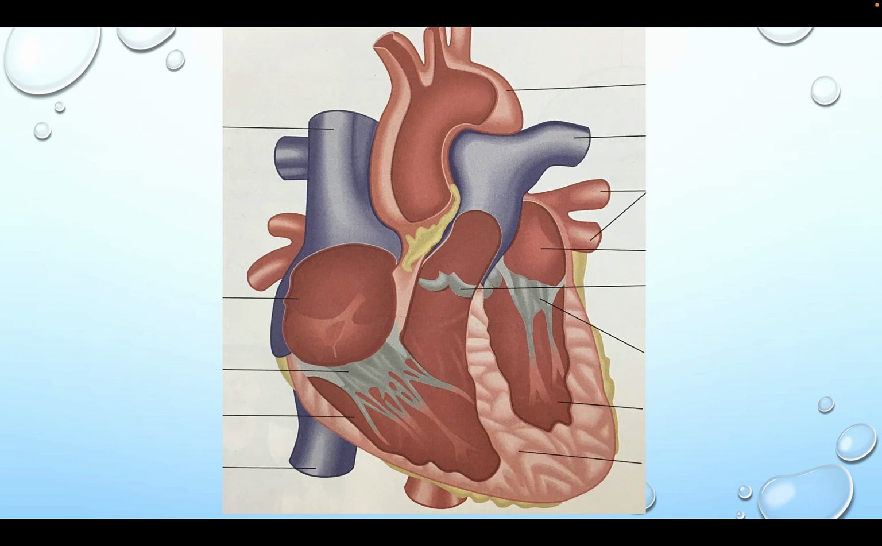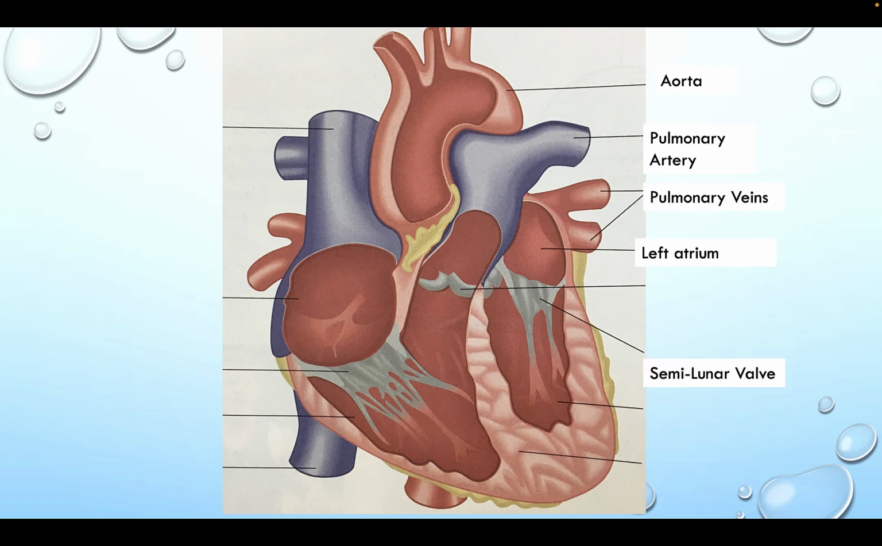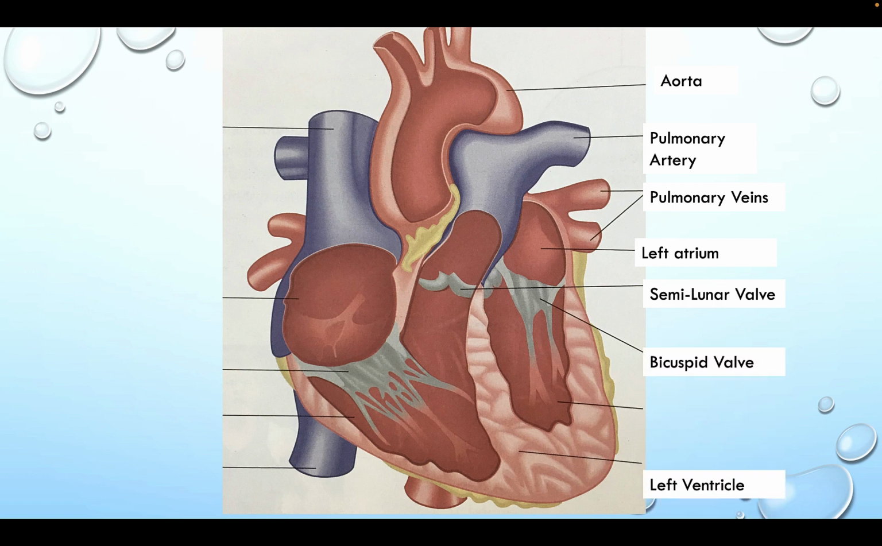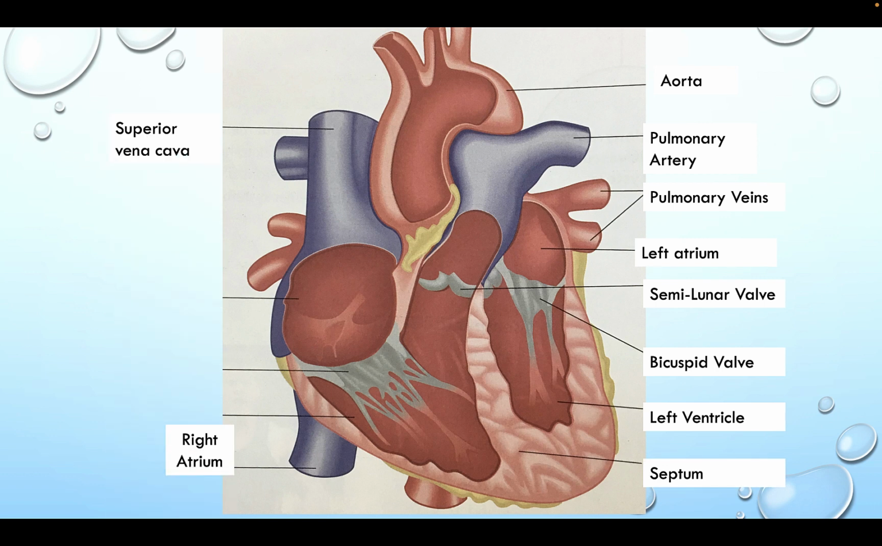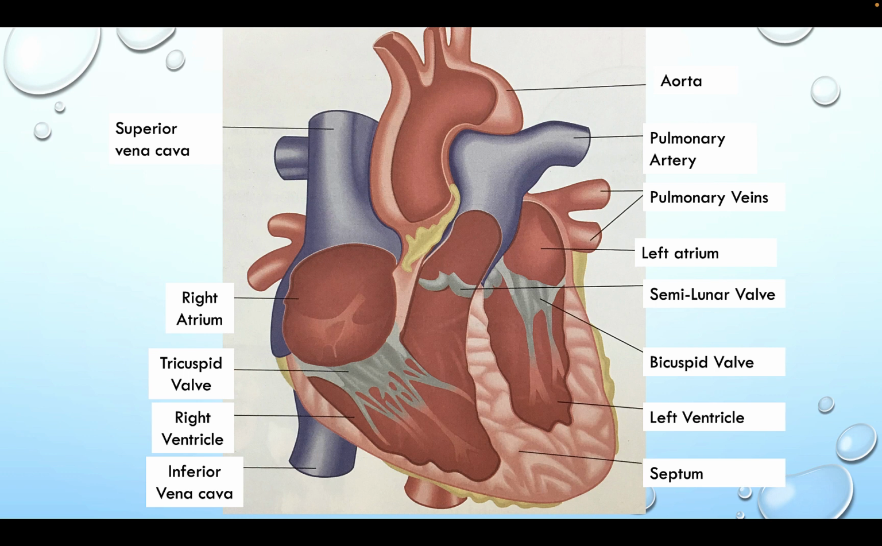These are the key areas of the heart you must know for your exam: the aorta, the pulmonary artery, the pulmonary veins, the left atrium, the semilunar valve, the bicuspid valve, the left ventricle, the septum, the superior vena cava, the right atrium, the tricuspid valve, the right ventricle, and the inferior vena cava.